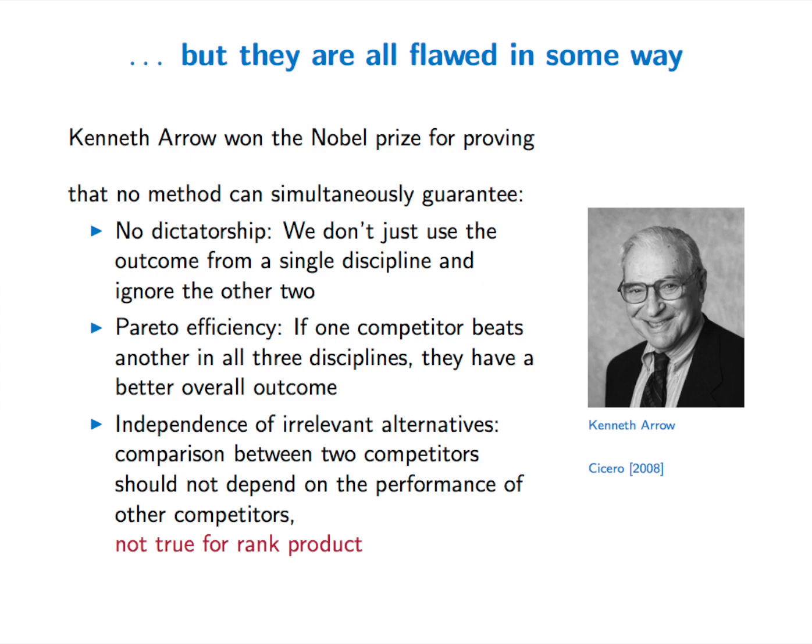And finally, no method can guarantee those two properties and independence of irrelevant alternatives. What that means is that the relative ranking of any two competitors depends only on how they perform against each other, and not on what any of their other competitors do. That third property is the one that's not true of rank product.